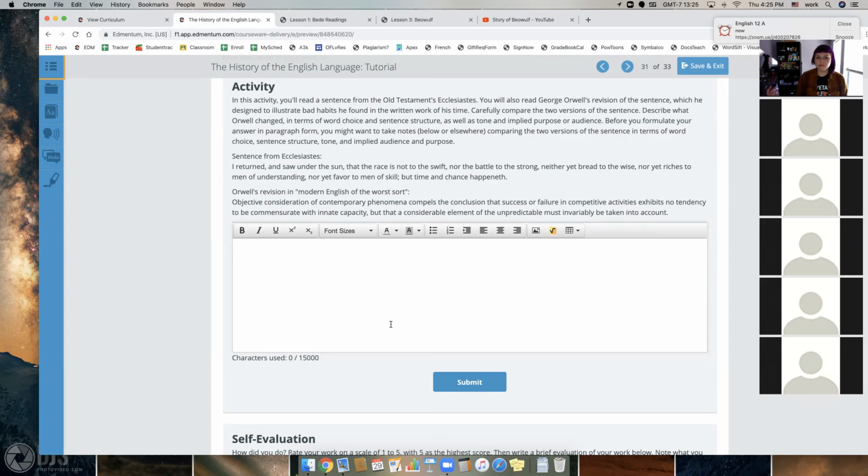So then you have Orwell's revised in modern English of the worst sort. Objective consideration of contemporary phenomena compels the conclusion that success or failure in competitive activities exhibits no tendency to be commensurate with innate capacity, but that considerable element of the unpredictable must invariably be taken into account.